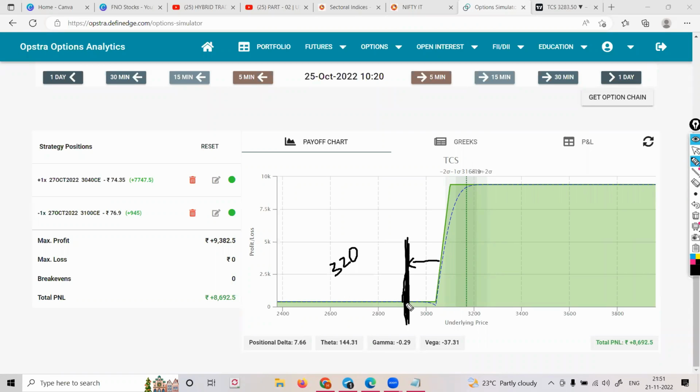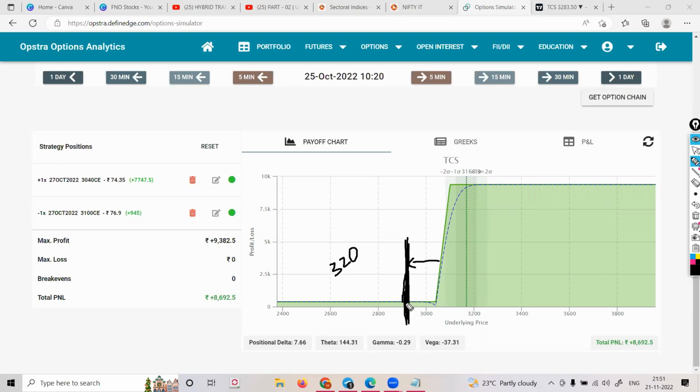See, boss, you are on the 25th of October. You have 2 days for the expiry. Do you do firefighting now? Go for next month. You are at breakeven, that's it. You are out with zero loss.